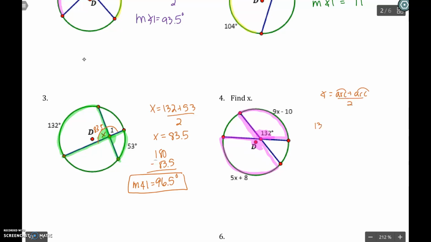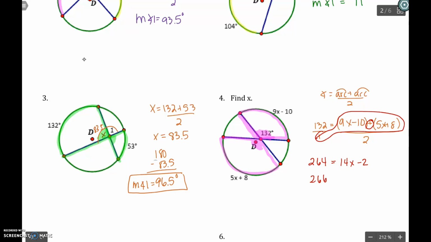So we know the angle, it's 132. One of the arcs is 9x minus 10. The other arc is 5x plus 8, and then divide by 2. We can cross multiply or multiply by 2 on both sides, however you see it. And you're going to get 132 times 2, which is 264. And then 1 times all of this, because these are being added, really we just have to combine like terms. So 9x and 5x is 14x, negative 10 and 8 is negative 2, and then we can solve. So we're going to add the 2 to both sides, and then we will divide by 14, and we will get that x is 19 degrees.